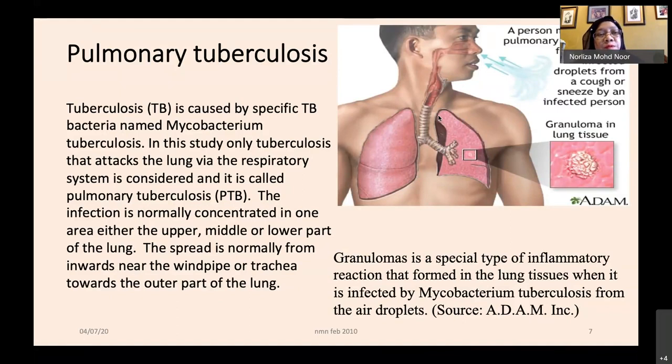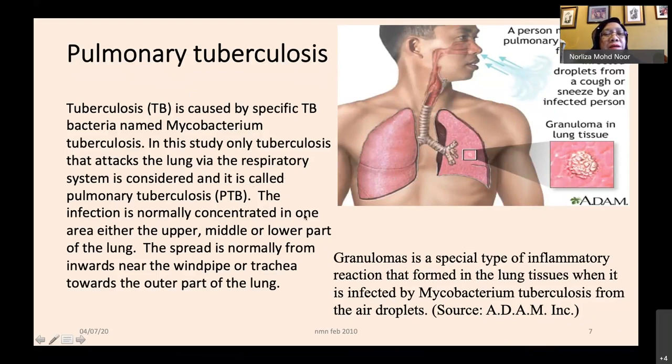Why do we call it pulmonary? Pulmonary is a technical term for lung. Tuberculosis also exists in other types, like lymph node, bone, and so on. Only lung tuberculosis we call PTB, or pulmonary tuberculosis. So in this study, it is only the tuberculosis that attacks the lung through the respiratory route.